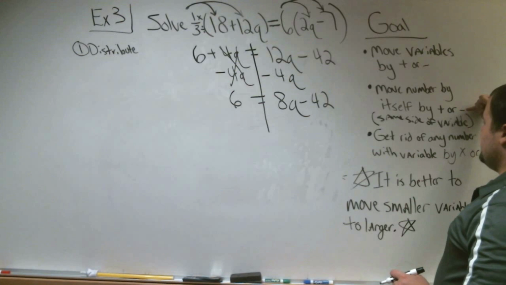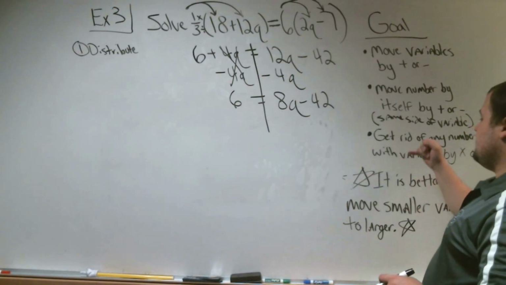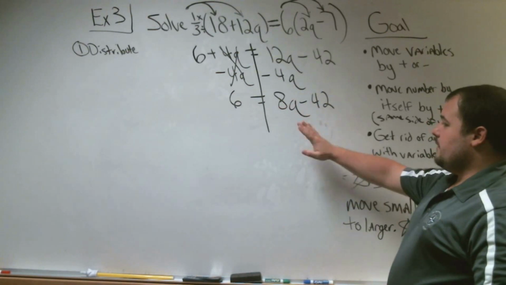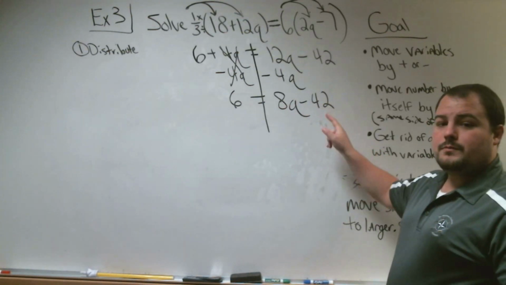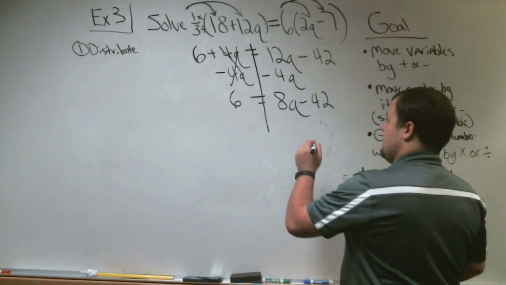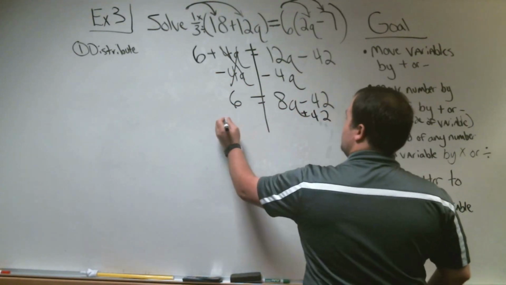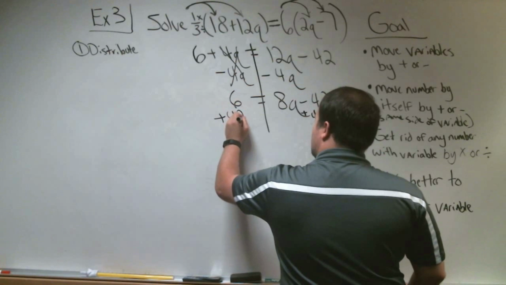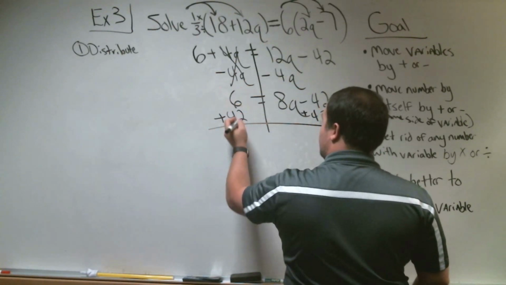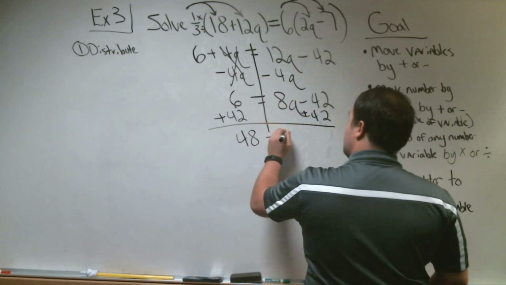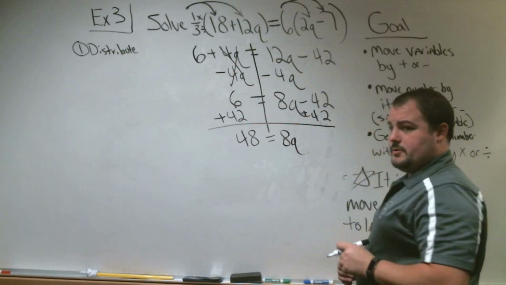Now we're going to move the number by itself by adding or subtracting. Again, it's on the same side as the variable. So the number that's by itself on the same side of the variable is this 42. And to move that, we're going to add it because it's the opposite of what we see. So we're going to add 42. Add 42. 6 plus 42, 48, equals 8q.